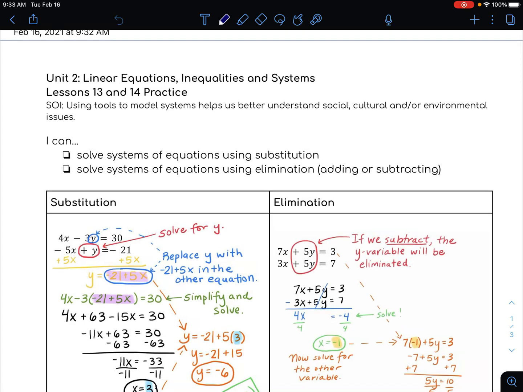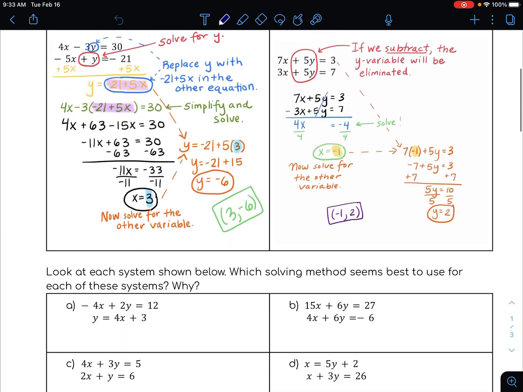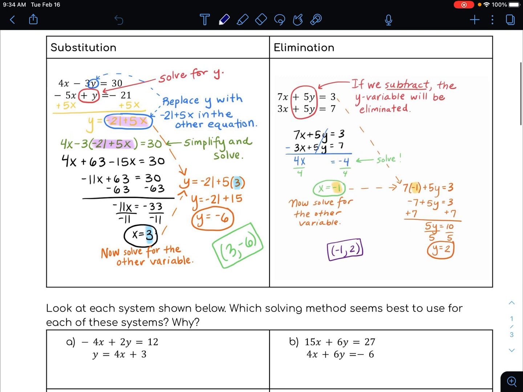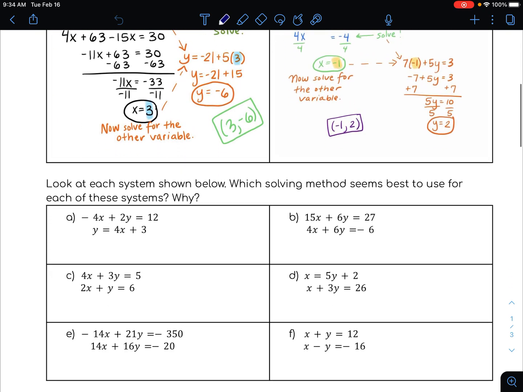All right, we're going to use our substitution and elimination practice here and have you guys check your work if you would like to do that. So you have a couple examples at the top of the page on how substitution works and how elimination works. We've talked about those the last few days.